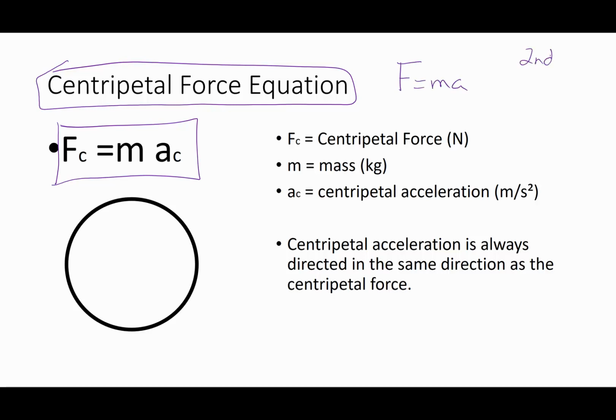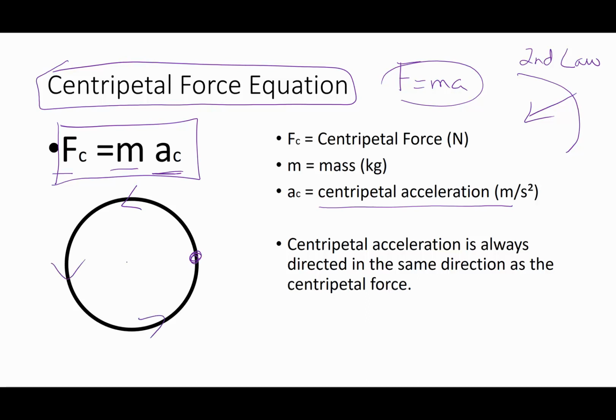Remember Newton's second law, you've got to have an unbalanced force in order to make an object accelerate. And going in a circle is a form of acceleration. So a special case of this is centripetal force is mass times centripetal acceleration. And that centripetal acceleration is the acceleration towards the middle of the circle. So if I've got an object that is spinning around a circle like this, there's going to be a centripetal force towards the middle of the circle, and the centripetal acceleration is always in the same direction as the unbalanced force. So centripetal acceleration is also going to be towards the middle of the circle.